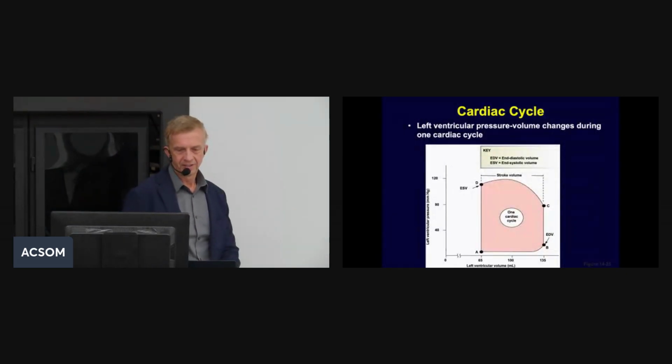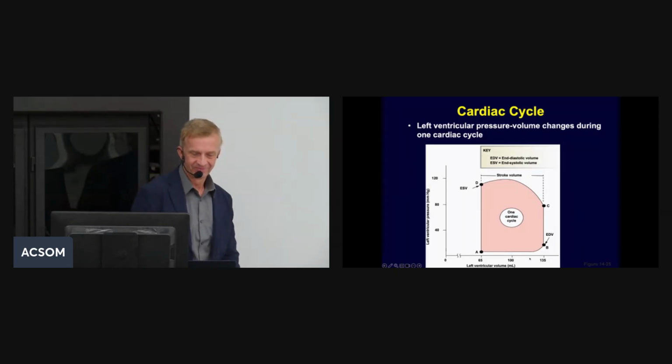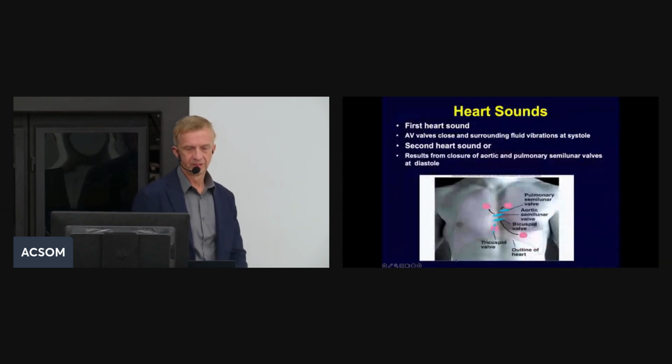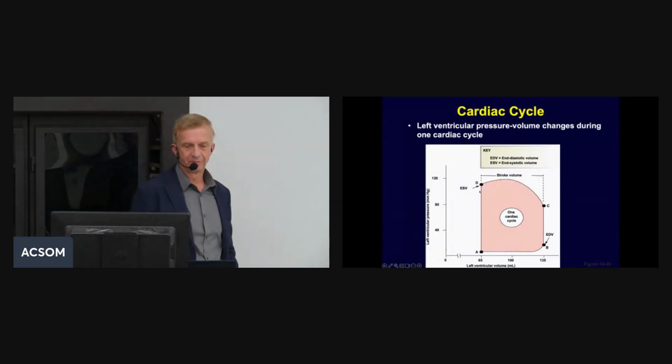All right, the normal physiological pressure volume loop. You know all this, right? So what is on the x-axis? It's called pressure volume loop, right? So the x-axis, it's left ventricular volume. The y-axis, left ventricular pressure. There are different points A, B, C, D.